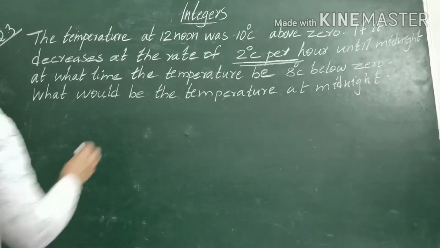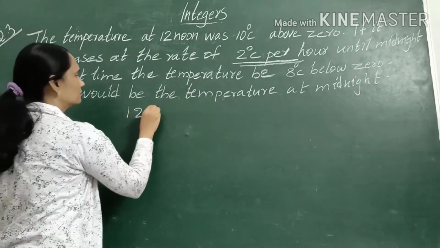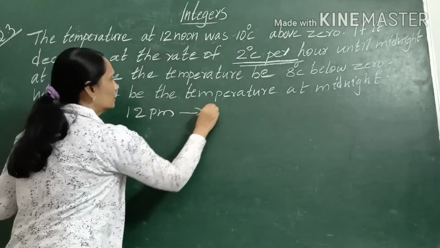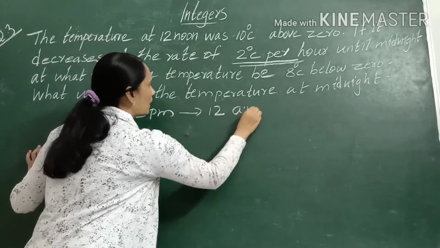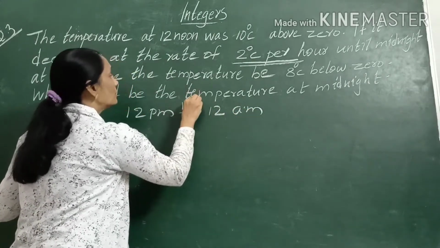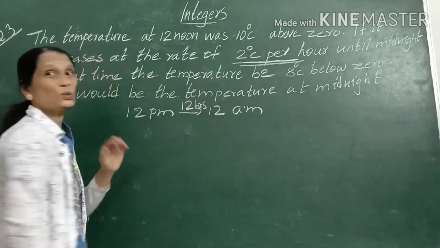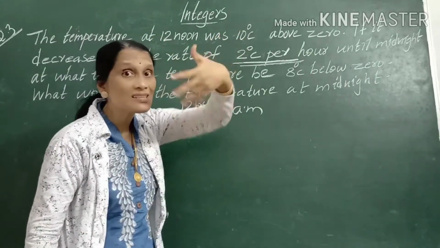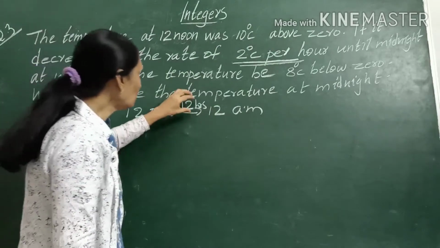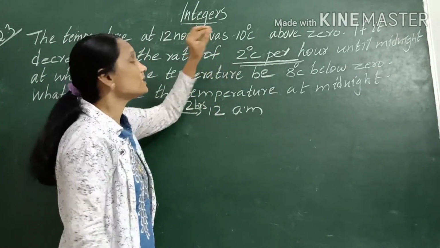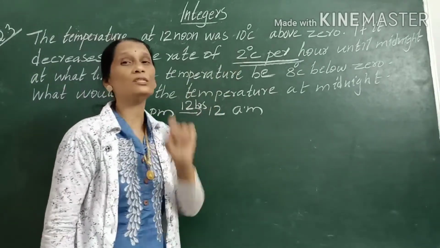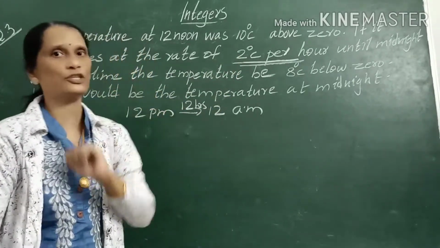Okay, 12 noon to 12 PM. Or 12 PM. 12 noon means 12 PM to 12 AM. How many hours there? 12 hours. So, every hour 2 degrees Celsius reduction is there. So, in 12 hours, how much reduction will be for the temperature? 12 into 2, that means 24 degrees Celsius reduction will be there.